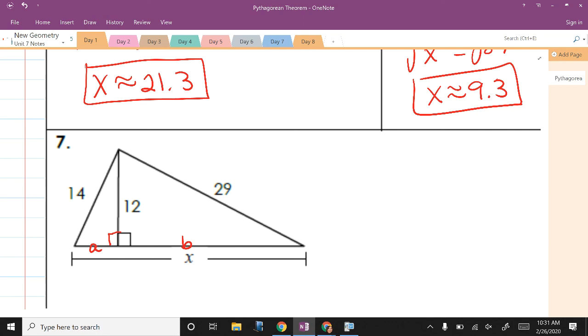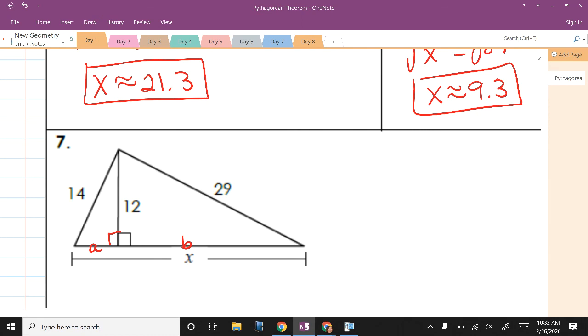So that means 14 is a hypotenuse to the left-hand side triangle, and 29 is a hypotenuse to the right-hand side triangle. Y'all see that? So after I find these 2 little legs, I can put them together to get x. Does that make sense? Okay, so let's find A first.